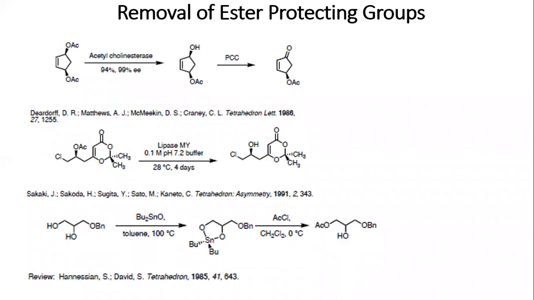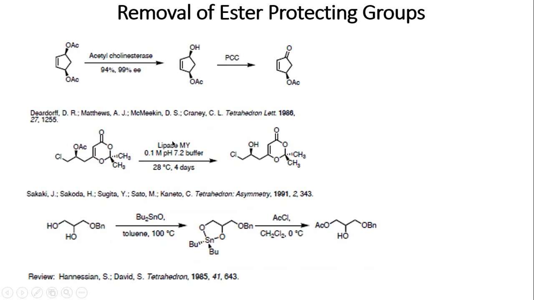All right. So this is a selective removal, and you can see here that this is an enzyme catalyzed removal with acetylcholinesterase, and you can selectively remove one of the acetate protecting groups while not touching the other one. So you can see that right here. And just to show the utility of it, the Deardorff group took this alcohol that was unprotected, and they just oxidized it up with PCC.